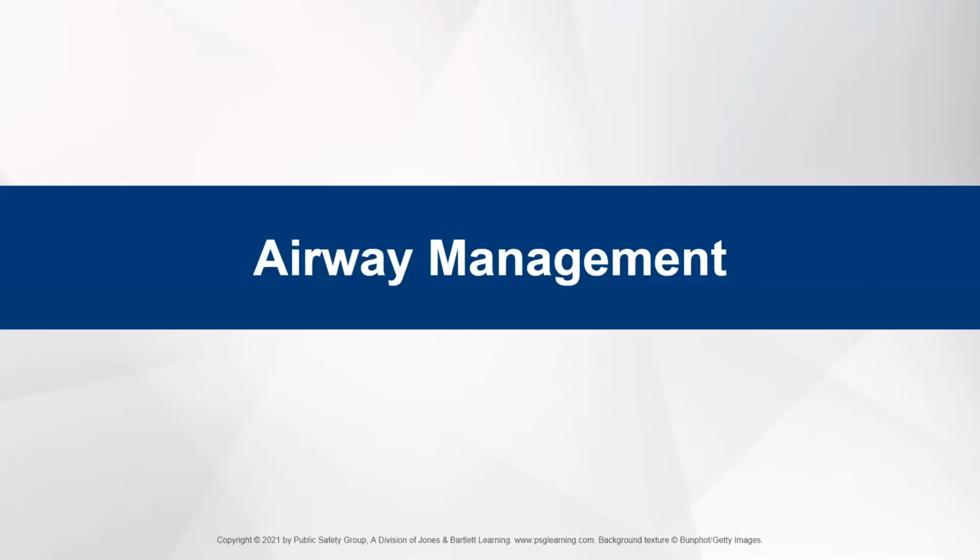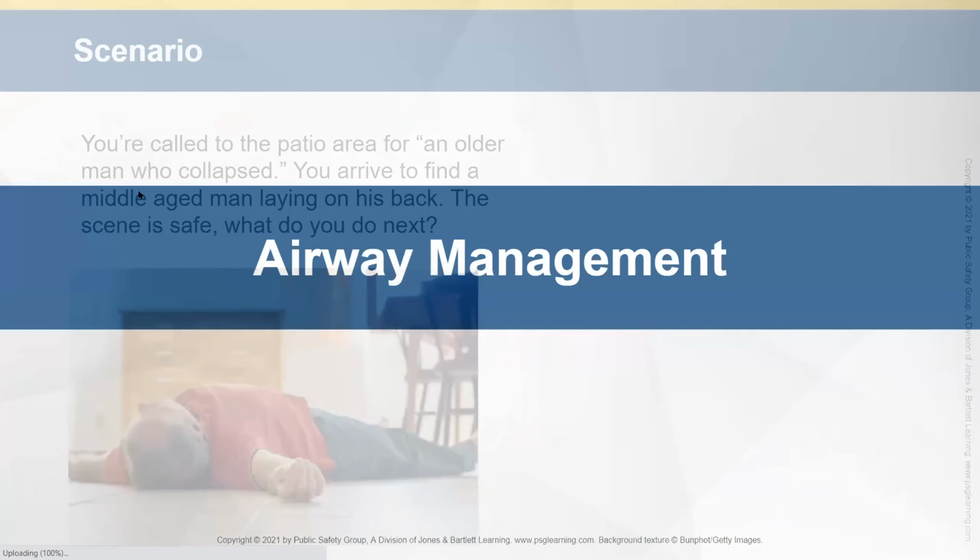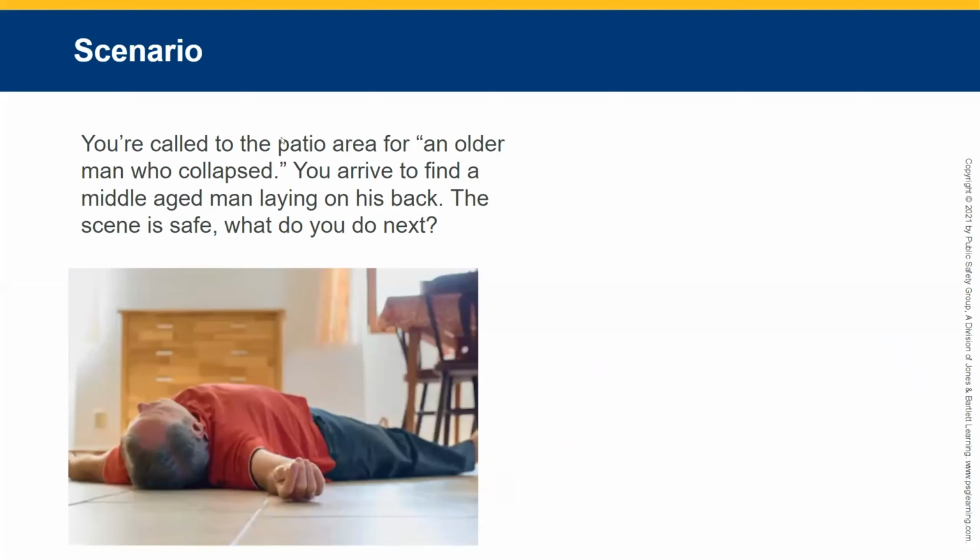All right, airway management. I added in some scenarios to try and ground this in reality a little bit. Say you were called to the patio area for an older man who collapsed, and you just hear that from a bystander. You arrive to find a middle-aged man lying on his back. Assume the scene is safe. You're at the patio area at Lee Canyon. There are people standing around. What do you do next? I thought this would be a good chance to practice briefly our primary assessment. Does anyone want to volunteer to take a shot at this?